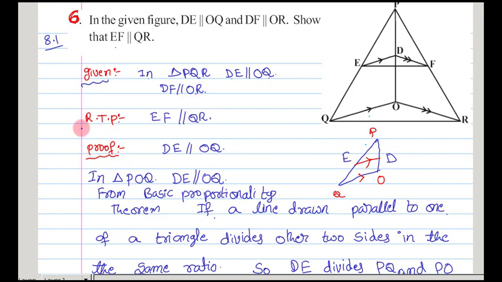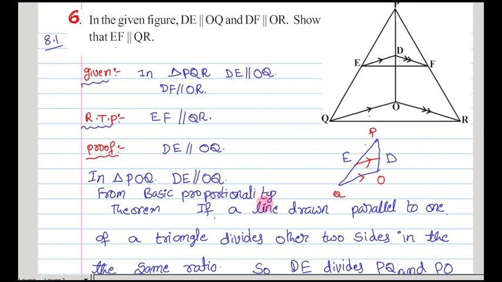Then what is required to prove? That is EF is parallel to QR. So let us see the proof, how I am going to prove it. Here DE is parallel to OQ. In triangle POQ, ED is parallel to the QO.